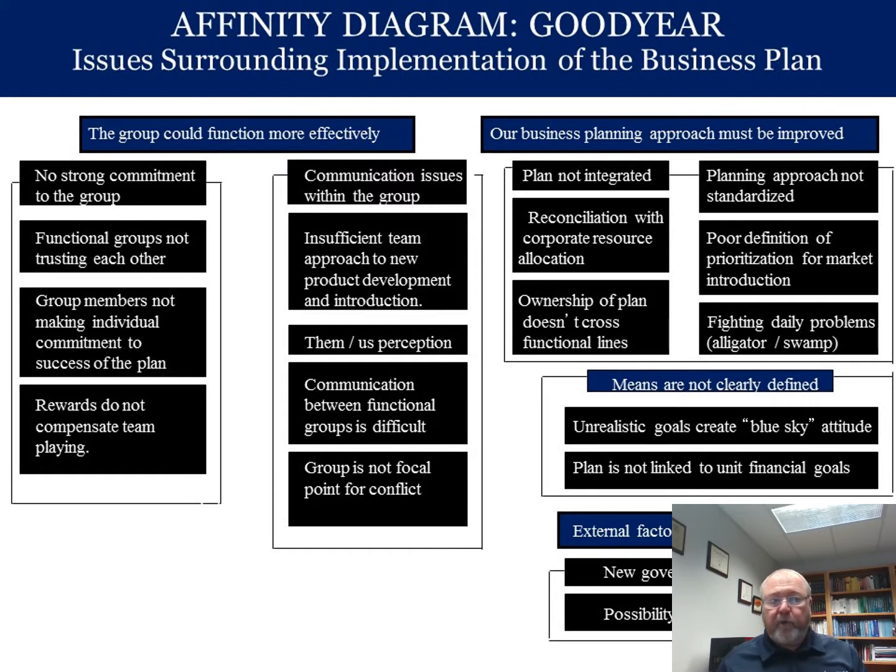And so the group on the leftmost, you see the very top one, no strong commitment to the group. Well, that would be sort of the subgrouping. And the one beside it, communication issues within the group, that would be the subheading for that group. So oftentimes you'll see these sorts of things, but in the end you have these things sorted out into affinity groupings, meaning that each group has something in common among its members.